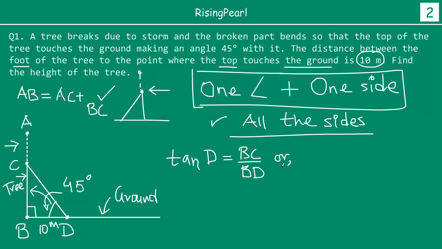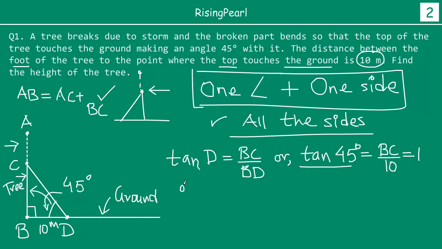Or we can say, now tan 45 degrees, because angle D is 45 degrees. So tan 45 degrees will be equal to BC, which is the value we are trying to find out, by BD, but BD is 10. So this will be 10. Now tan 45, friends, is equal to 1. And that is coming from the table that we looked at earlier. That is why it is so important to know this value. So tan 45 is equal to 1.